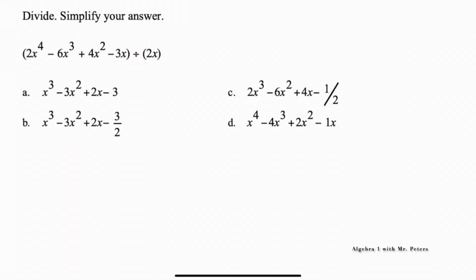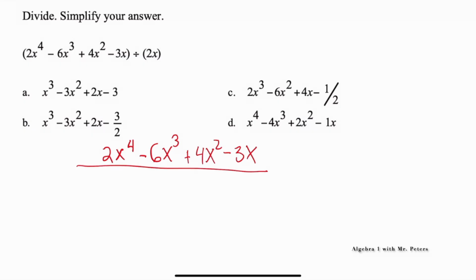In this problem, we're talking about dividing polynomials, and my best advice would be to rewrite it. So once we rewrite this, we would have 2x to the 4th minus 6x to the 3rd all over 2x. Now remember, we have to follow the properties of exponents. So once we start simplifying, right, 2x to the 4th over 2x is just going to give me x to the 3rd power, right? When we break this down, 4 minus 1 gives me x to the 3rd.